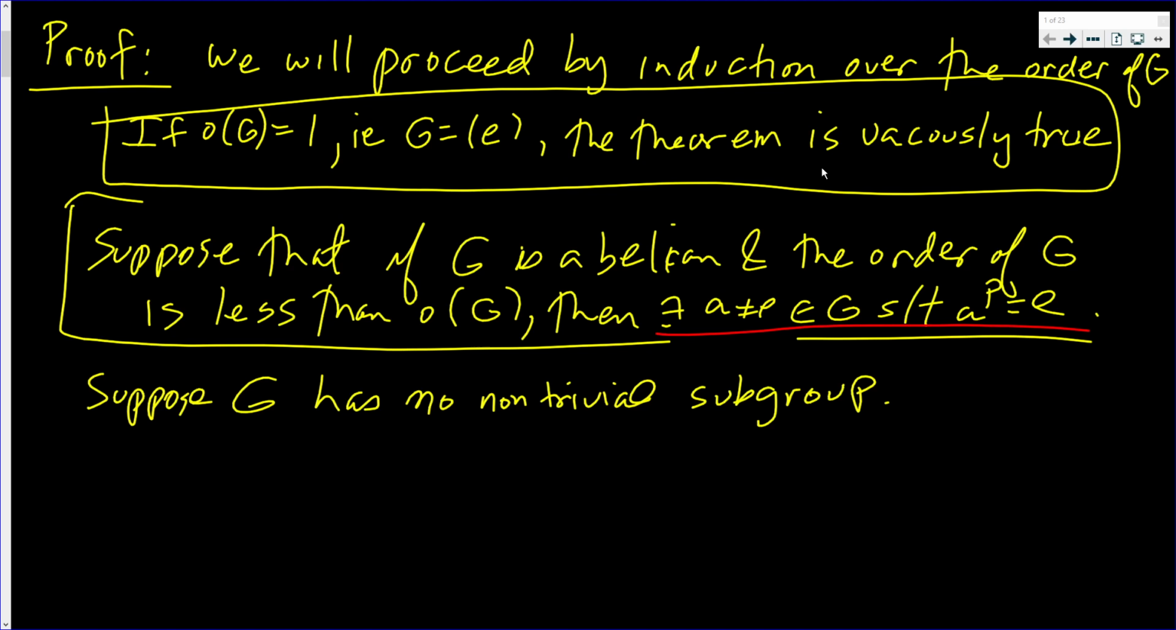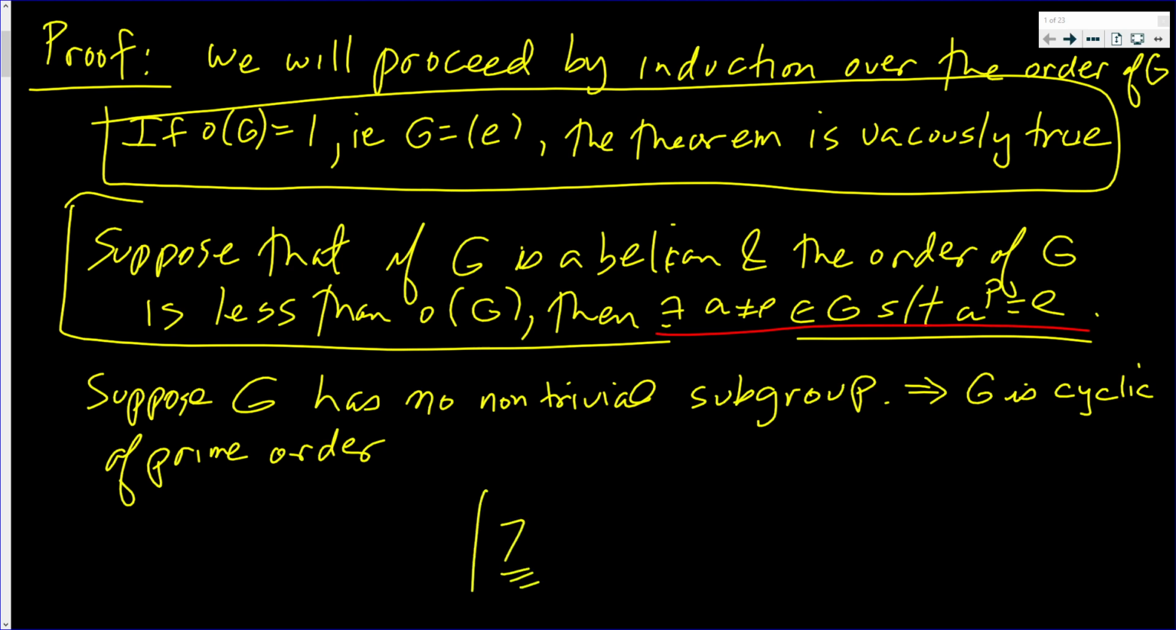This group has none. Well, that implies, by a previous theorem from one of my previous videos, that G is cyclic of prime order. Well, what's the only prime that can divide a cyclic group of prime order? 7 is prime. The only prime number that divides 7 is 7. 17 is prime. The only prime number that divides 17 other than 1 is 17 itself.